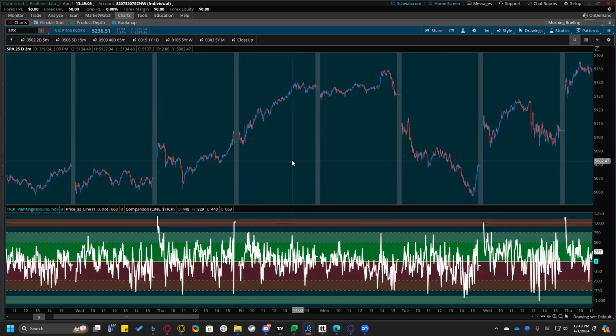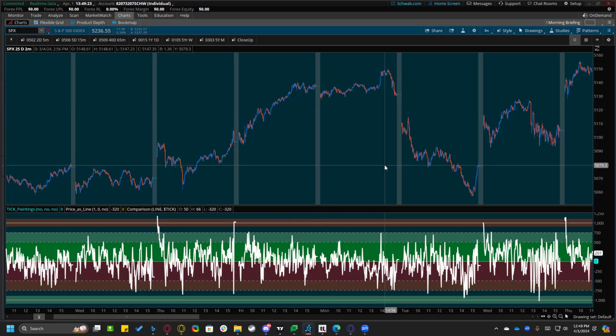So it's not a universal system. It can't be used isolated all by itself. It's just one bit of information telling you, at this particular moment in time, how many stocks are going up versus how many stocks are going down. And then we can use that.